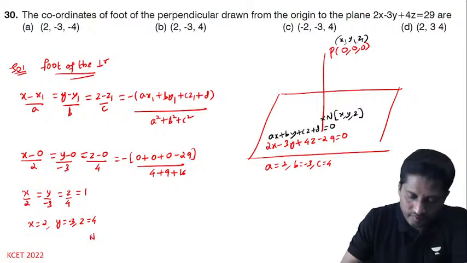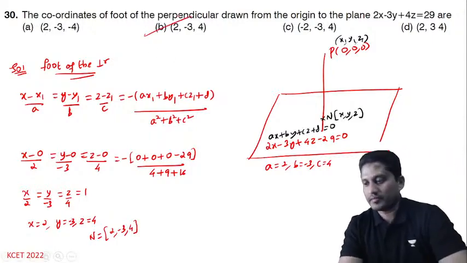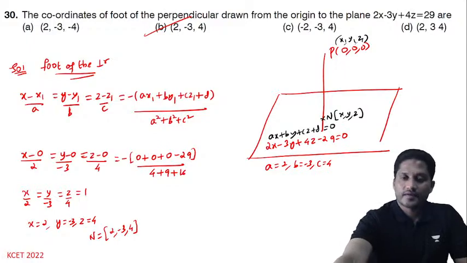So foot of the perpendicular will be 2 comma minus 3 comma 4. Answer is option B. Let's move to the next question.